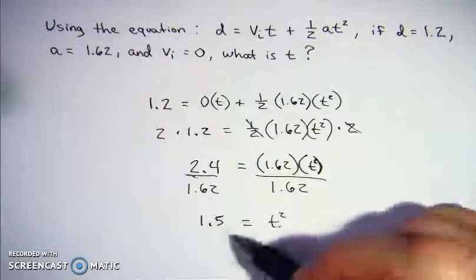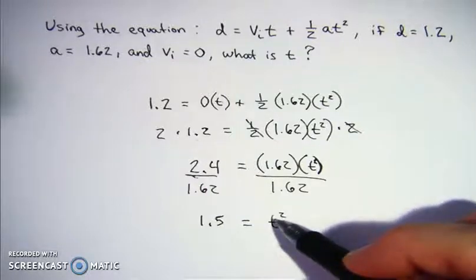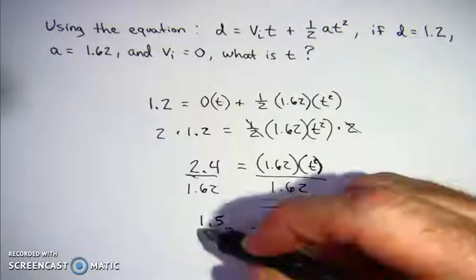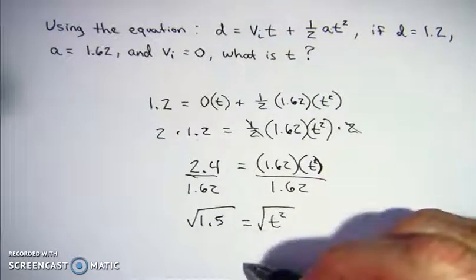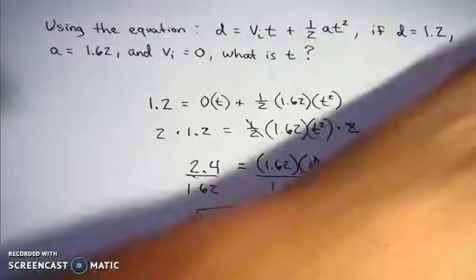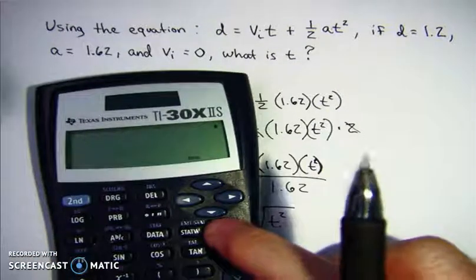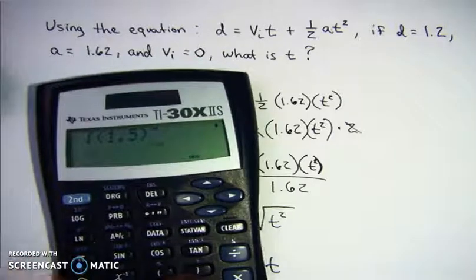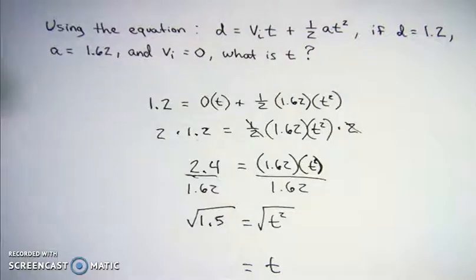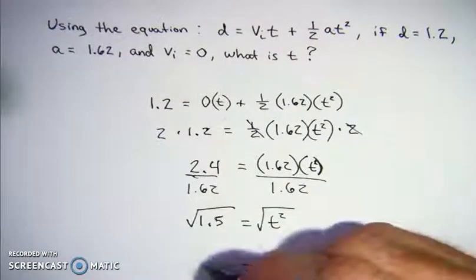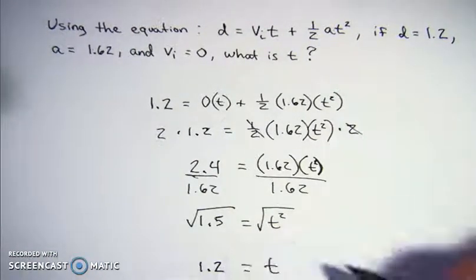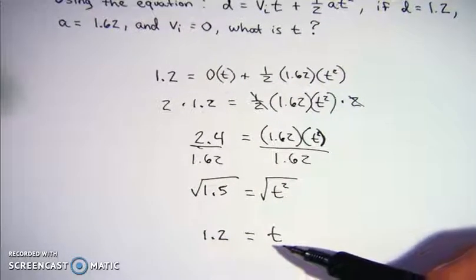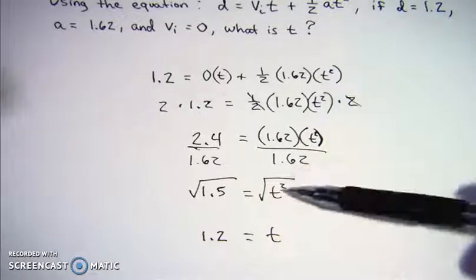Okay, and 1.5 equals t squared, and let's get rid of this square. We need t. We are solving for t, not t squared. So the way we do that is take the square root. Square root of 1.5 equals t, and what is that? Square root of 1.5 is 1.224, so let's go with 1.2. So 1.2 equals t.